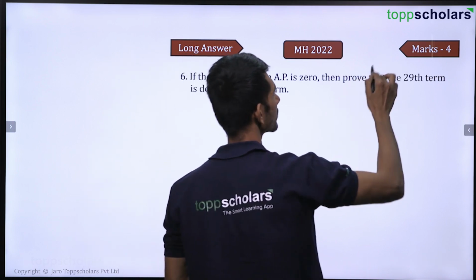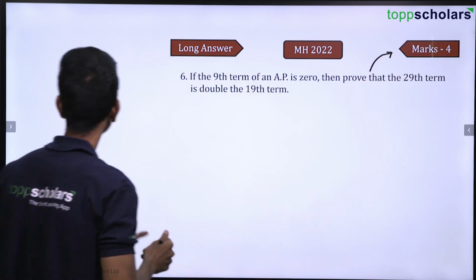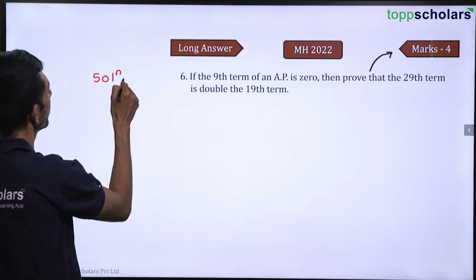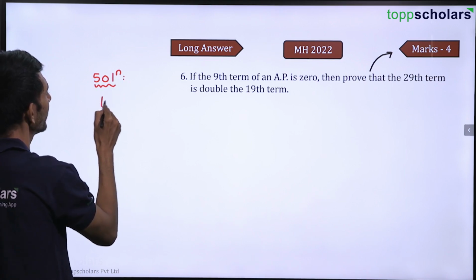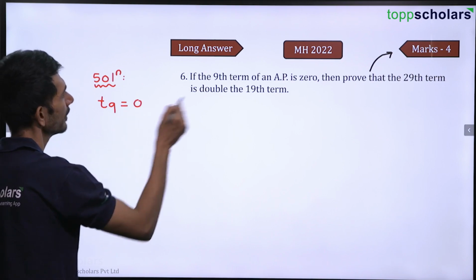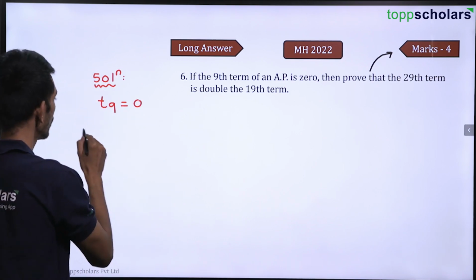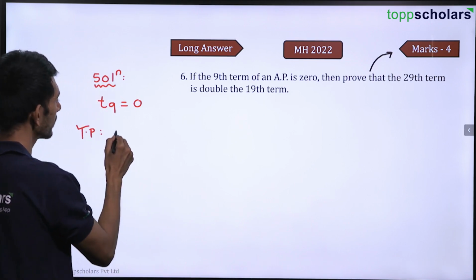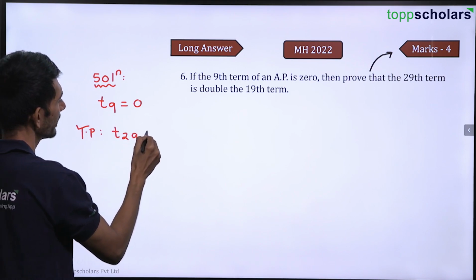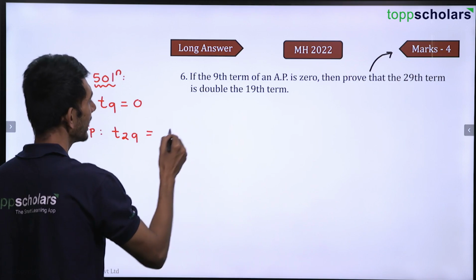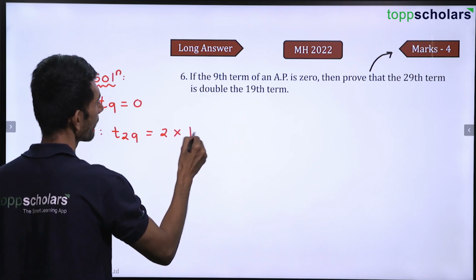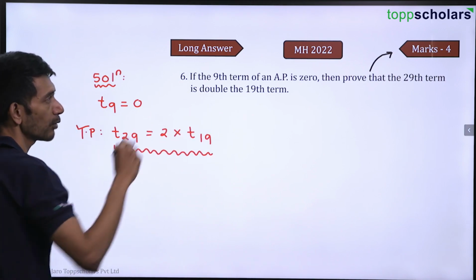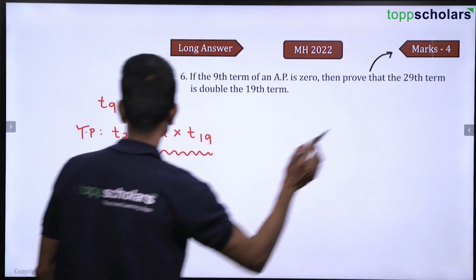Now this is a very interesting question. This was asked for 4 marks. The question says, if the 9th term of an AP is 0, right? If the 9th term of an AP is 0, so can I say T9 is equal to 0 is given. Then prove that. What is to prove? To prove the 29th term, that is T29, is double the 19th term, that is 2 multiplied by T19. This is what we are supposed to prove, isn't it? This is a 4-mark question, looks difficult, but trust me, it is very easy. So we'll start with the proof now, right?